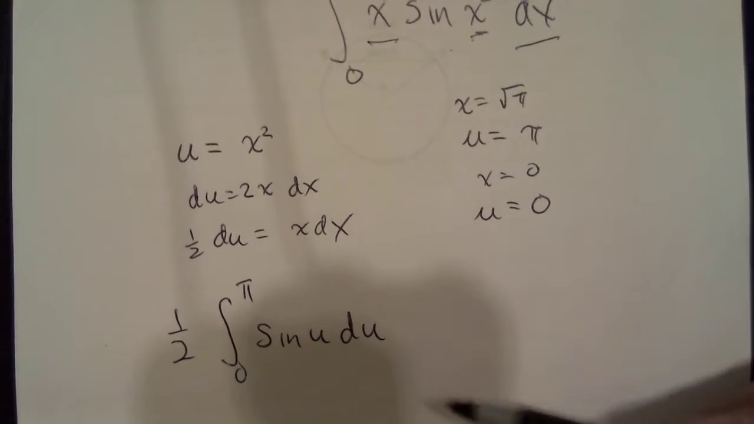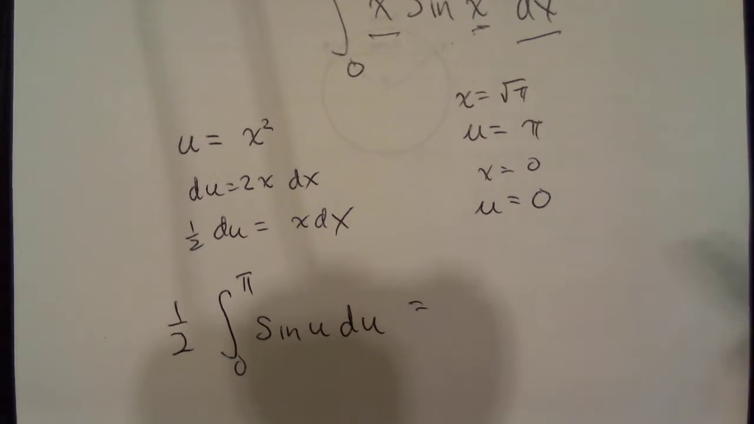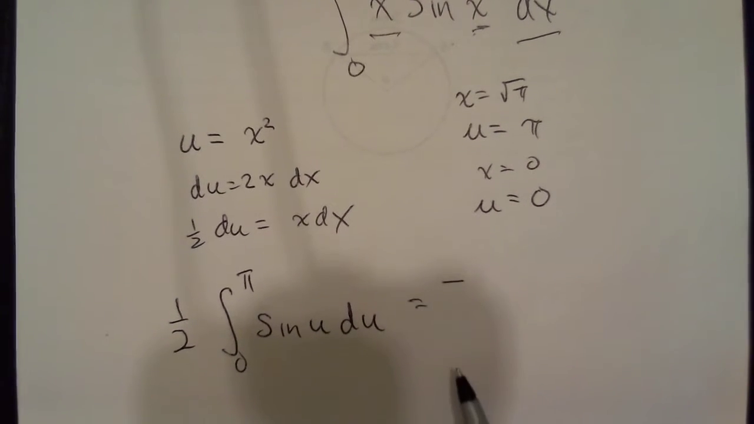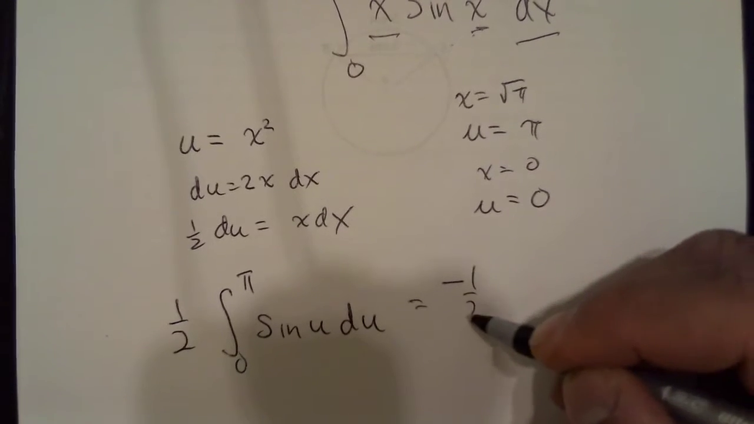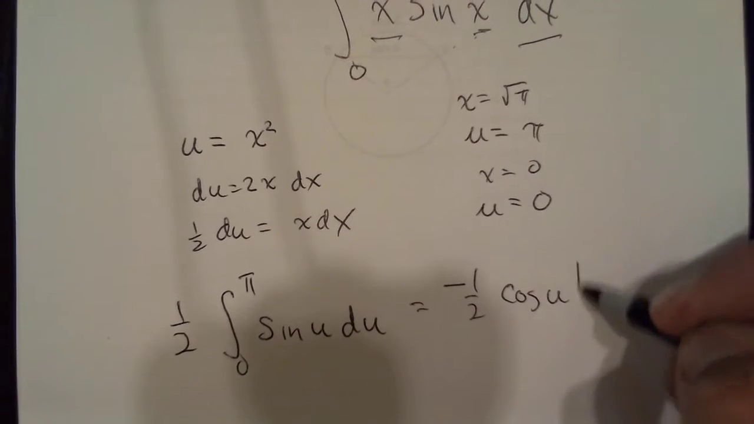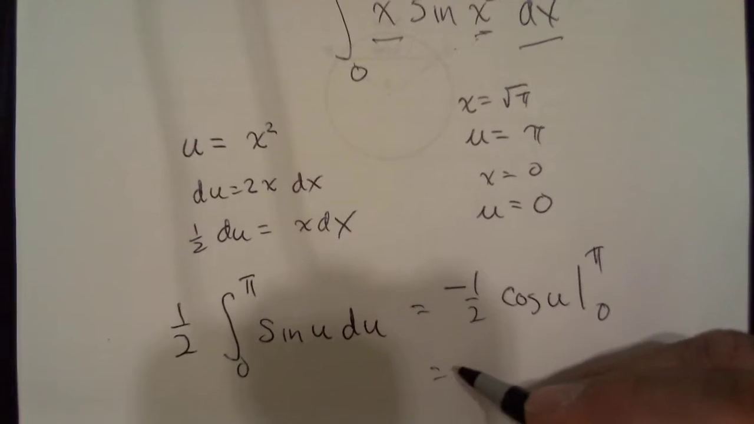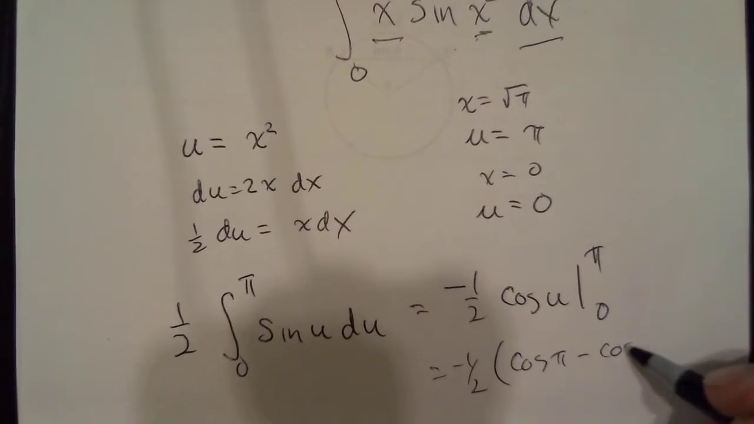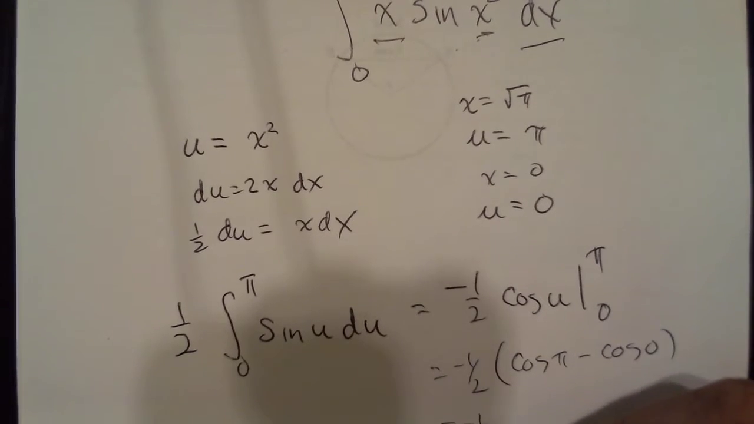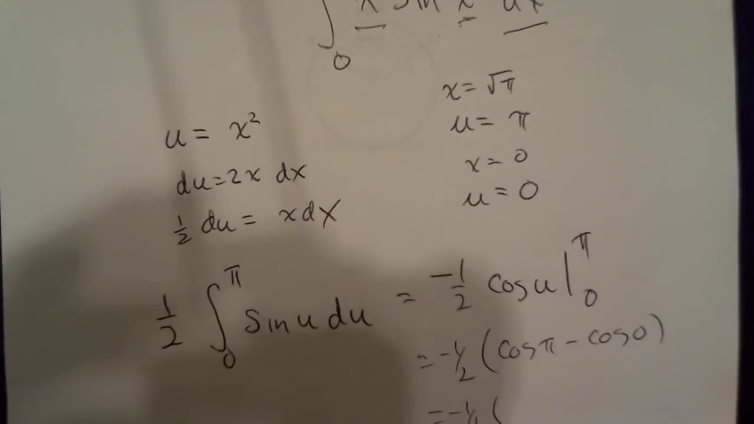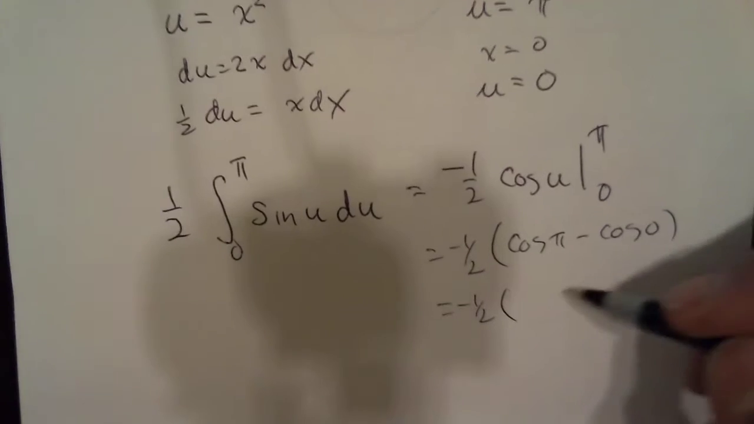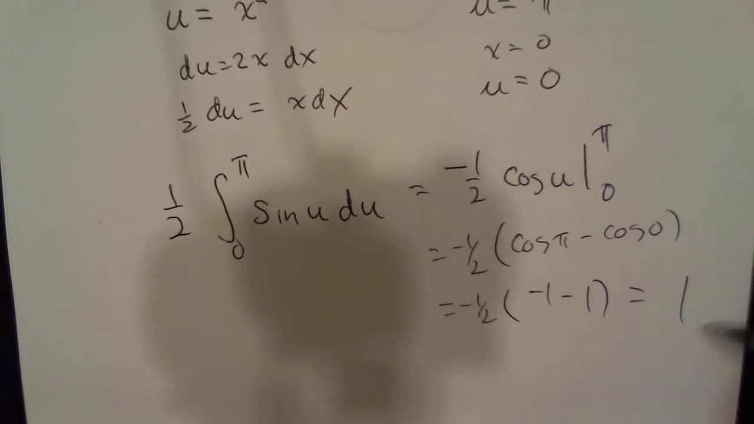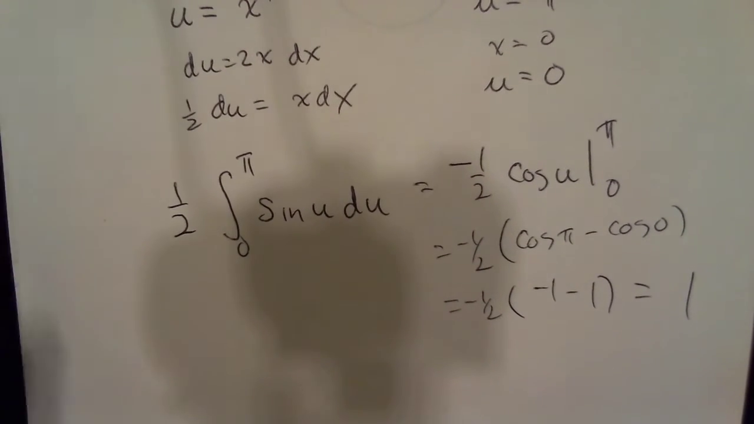Now this is one of our basic trig integrals. The integral of sine is negative cosine, evaluated at pi and 0. And then we'll get, forgive me, a positive 1.